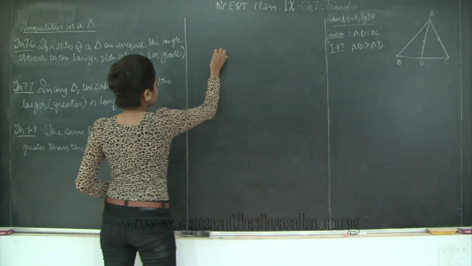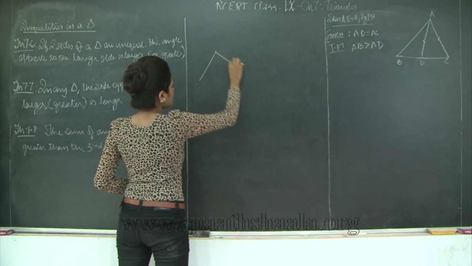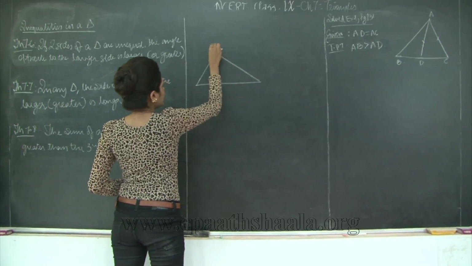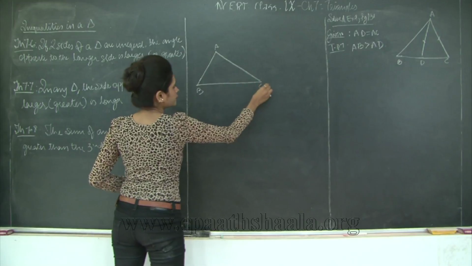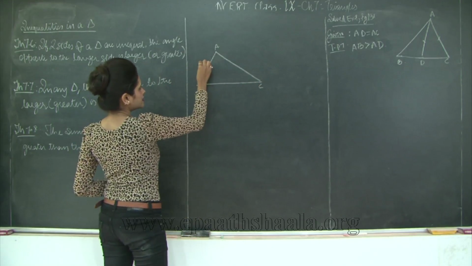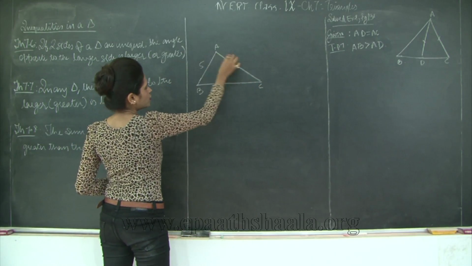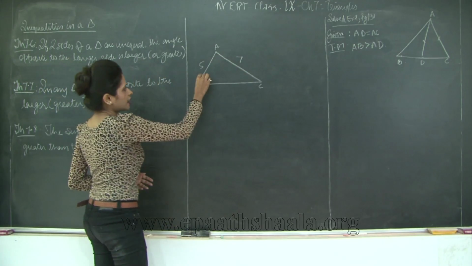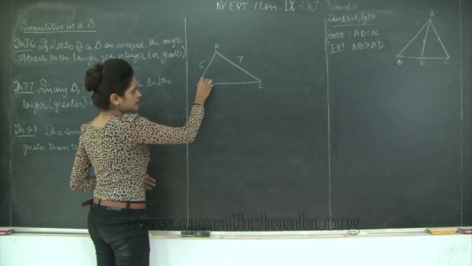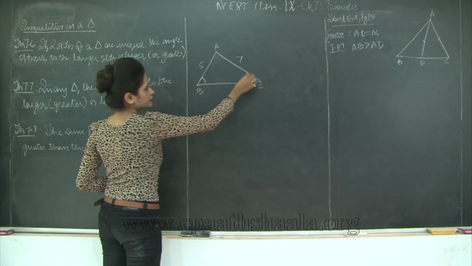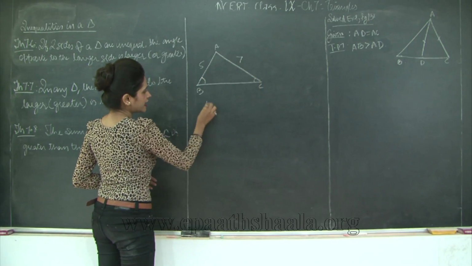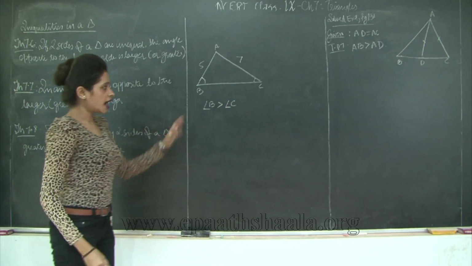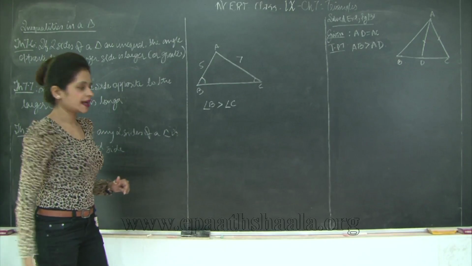If I have a triangle ABC, if this side is, let's say, 5 units and this side is 7 units, what they mean to say is that the angle opposite the larger side is larger. So, what they mean is angle B is going to be greater than angle C. How are we going to do this? We will do this through an activity.